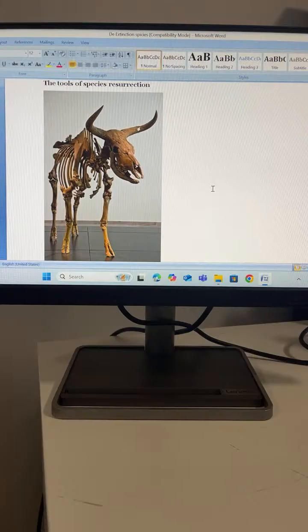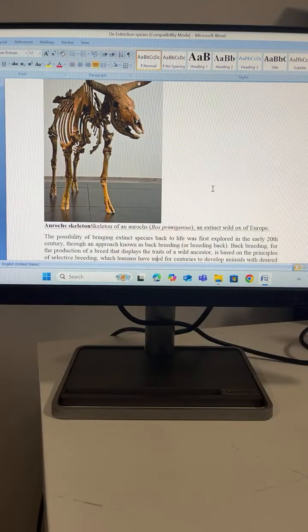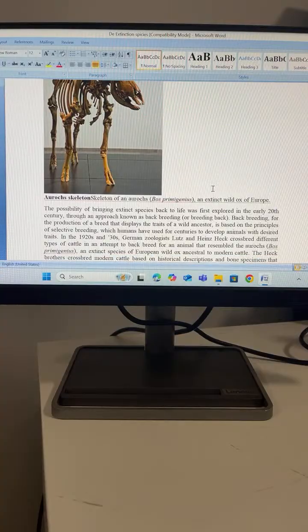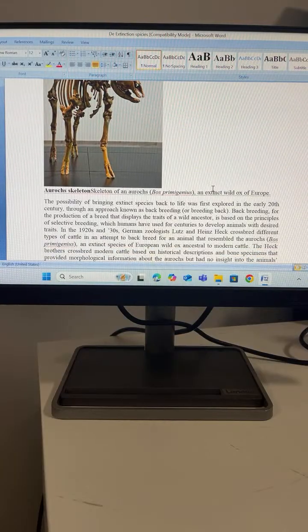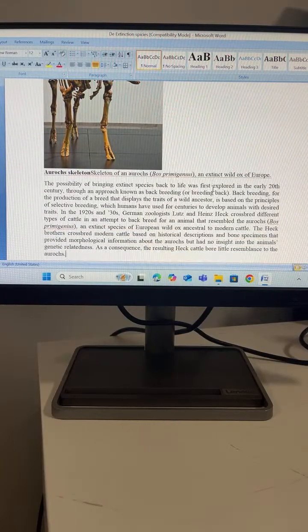The tools of species resurrection. The possibility of bringing extinct species back to life was first explored in the early 20th century through an approach known as backbreeding. Backbreeding for the production of a breed that displays the traits of a wild ancestor is based on the principles of selective breeding, which humans have used for centuries to develop animals with desired traits.